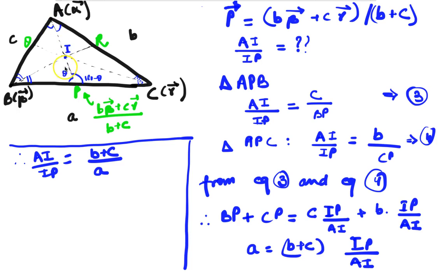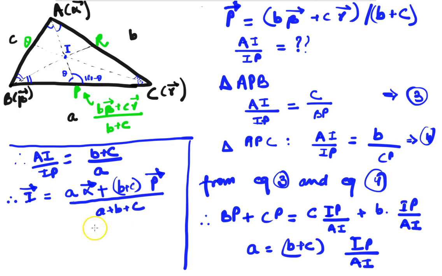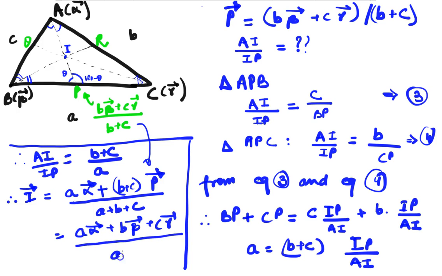Now if I use the section formula on AP, the position vector of I is IP into alpha vector plus the ratio of AI, which is B plus C, into the position vector of P, upon A plus B plus C. But the position vector of P is nothing but B beta vector plus C gamma vector upon B plus C. So if we substitute here, we would get A alpha vector plus B beta vector plus C gamma vector upon A plus B plus C.